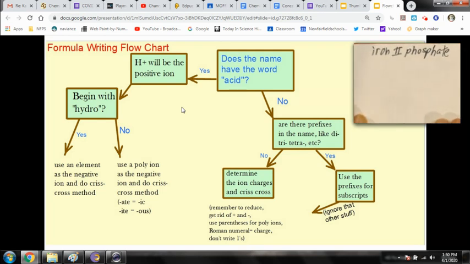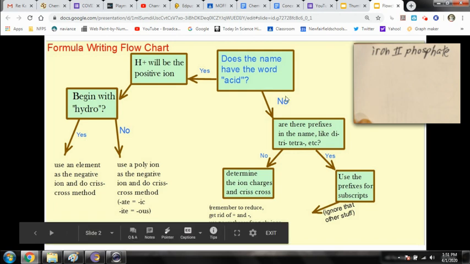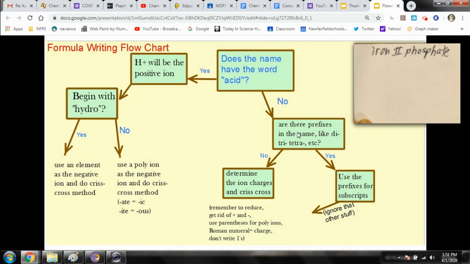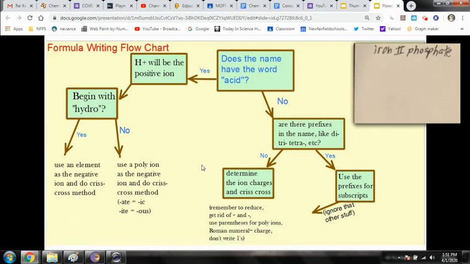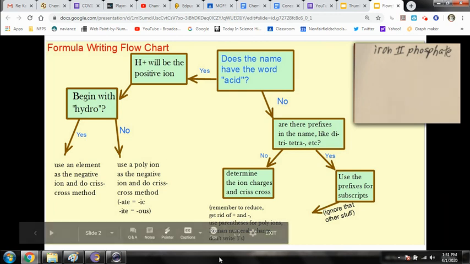It's not that bad. Does this name have the word acid? No. Are there prefixes in the name like di, tri, and tetra? Nope. So what do we do? Well, we determine the ion charges and we do the old crisscross technique. Crisscross technique, if you remember, involves things like reducing when necessary and getting rid of the positive and negative signs, and so on. You can read the stuff down here on your own.